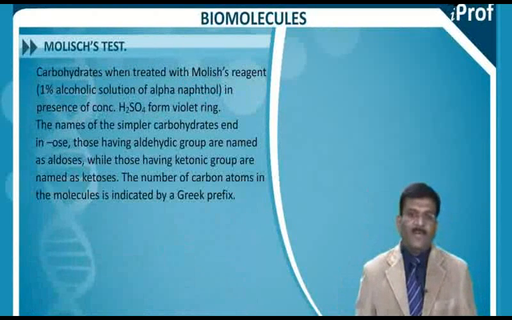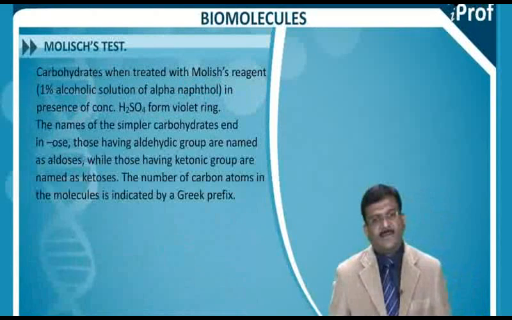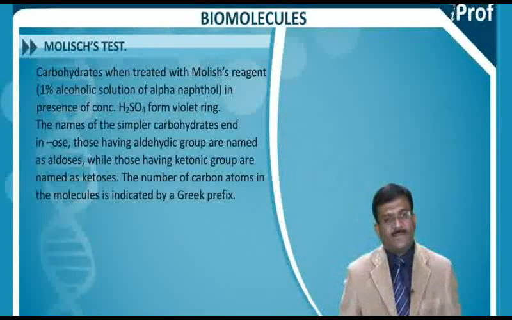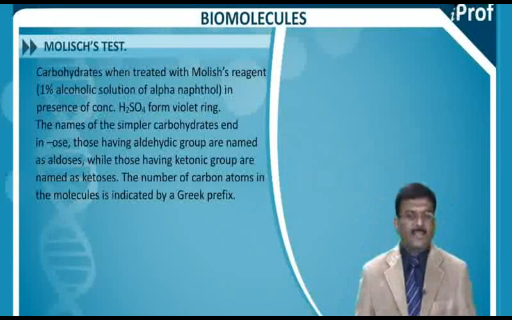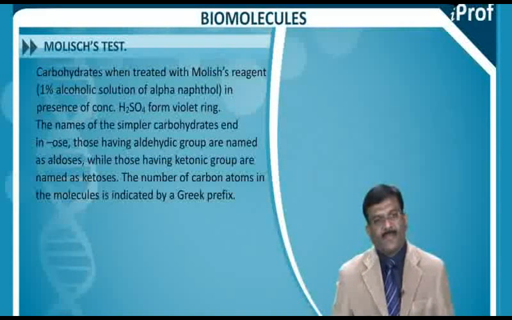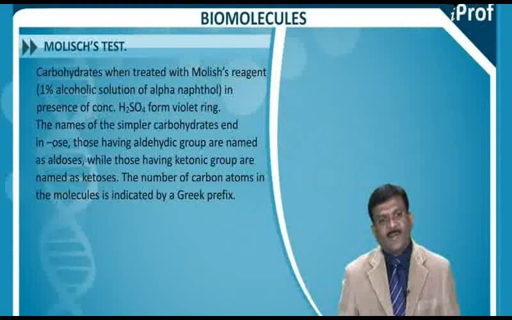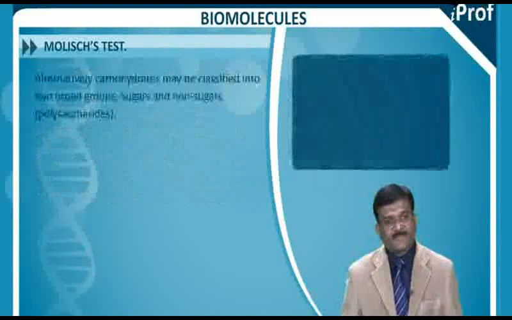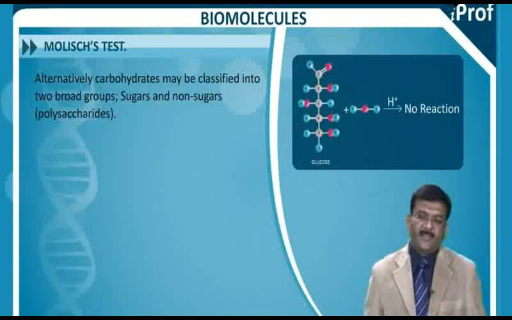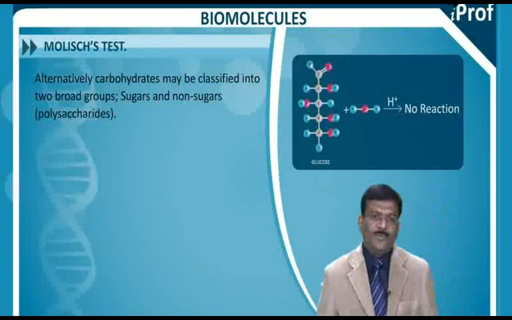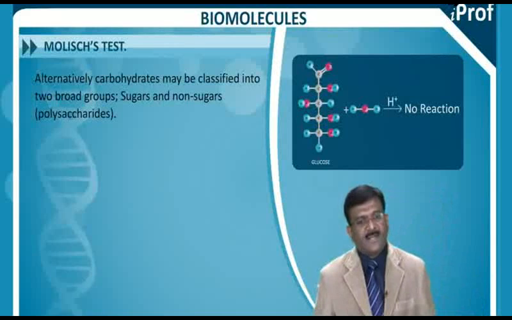The names of the simpler carbohydrates end in -ose. Those having aldehyde groups are named as aldoses, while those having ketonic groups are named as ketoses. The number of carbon atoms in the molecule is indicated by a Greek prefix. Alternatively, carbohydrates may be classified into two broad groups, sugars and non-sugars, that is polysaccharides.